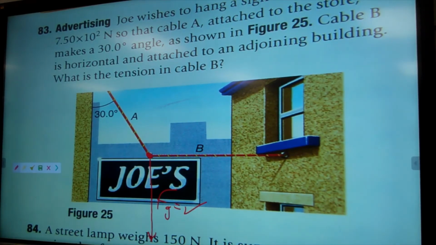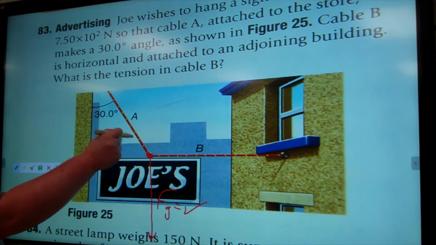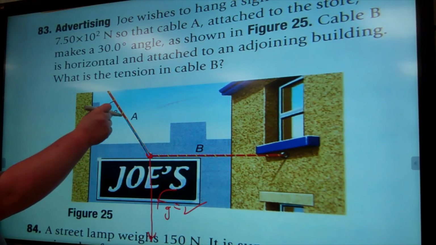It's the force that the cable's acting on. Look at the 750. Look at the cable. If you come from here, you have this force, right? Yeah, we have the force.